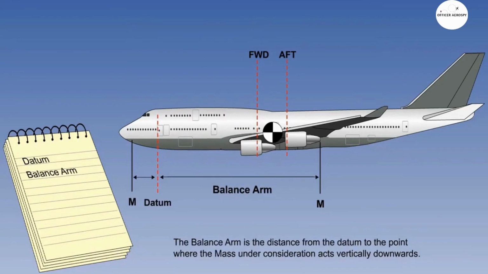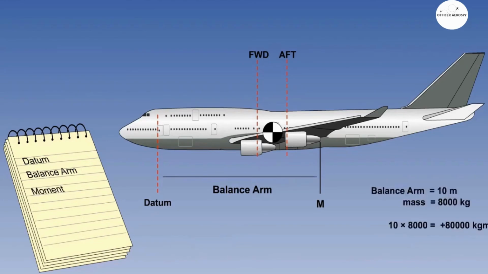Now, the balance arm is the distance from the datum to the point where the mass under consideration acts vertically downwards. In balance arm calculations, it is vitally important to have the convention that arms forward of the datum are negative.